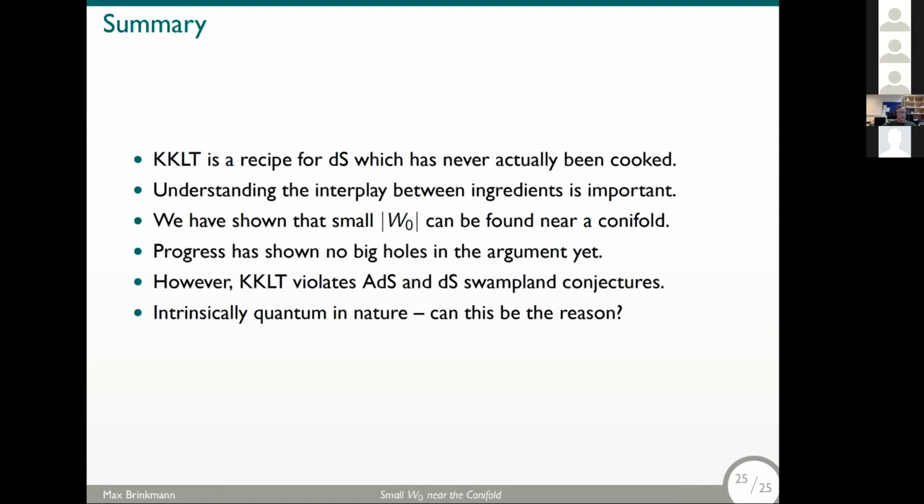However, KKLT does violate, obviously, the de Sitter Swampland conjecture, but also AdS Swampland conjectures in their standard form. The interesting part is that KKLT is intrinsically quantum, and maybe this can be the reason that KKLT is able to survive against all odds.